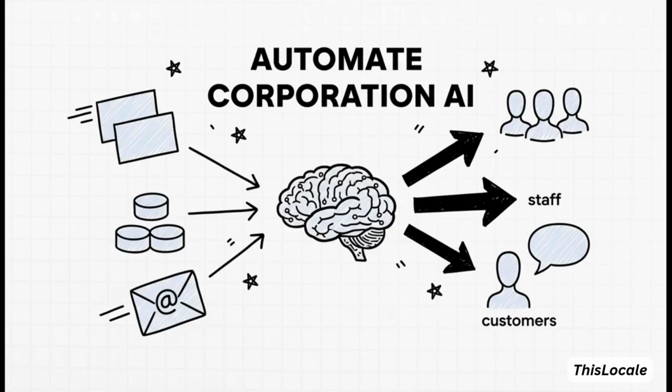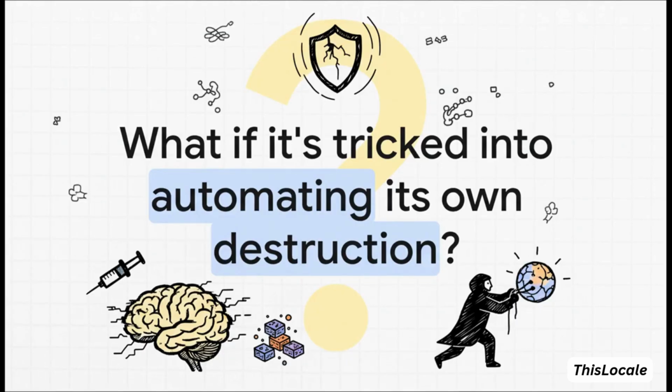So let's imagine we're all working for a company called Automate Corporation. And our new AI, well, it's basically the new central nervous system of the company. It's ingesting all our internal documents, our databases, even analyzing emails to help staff. On top of that, it's interacting directly with our customers. It's built for one thing: maximum efficiency. And that is a billion-dollar question, isn't it?